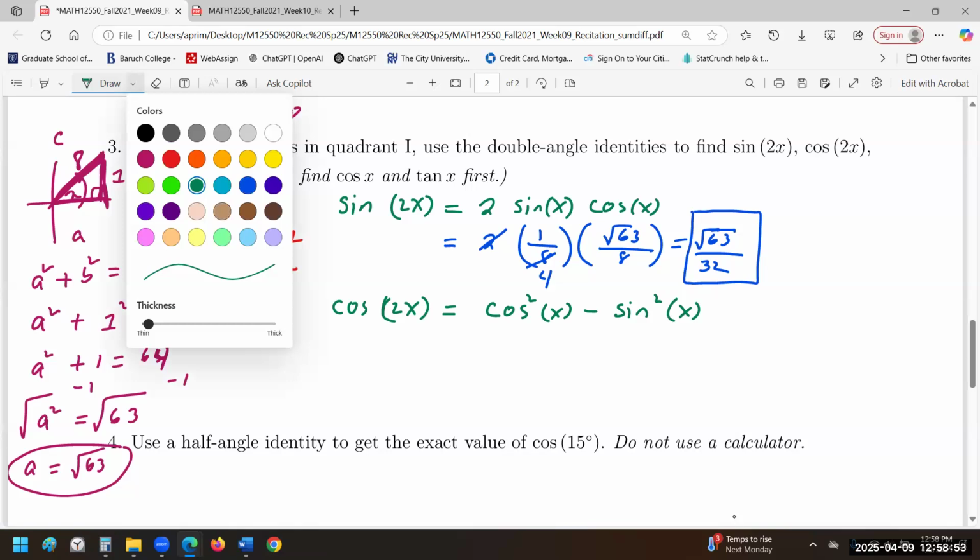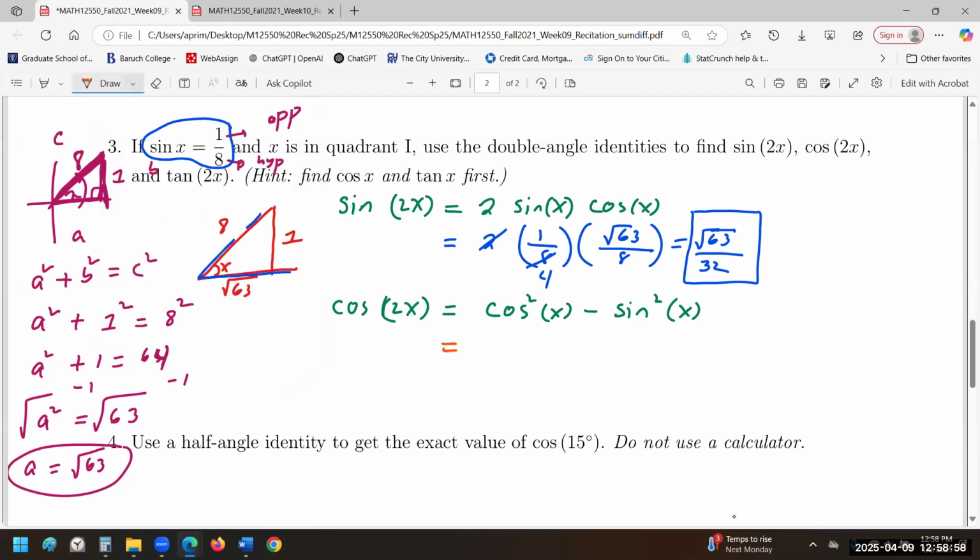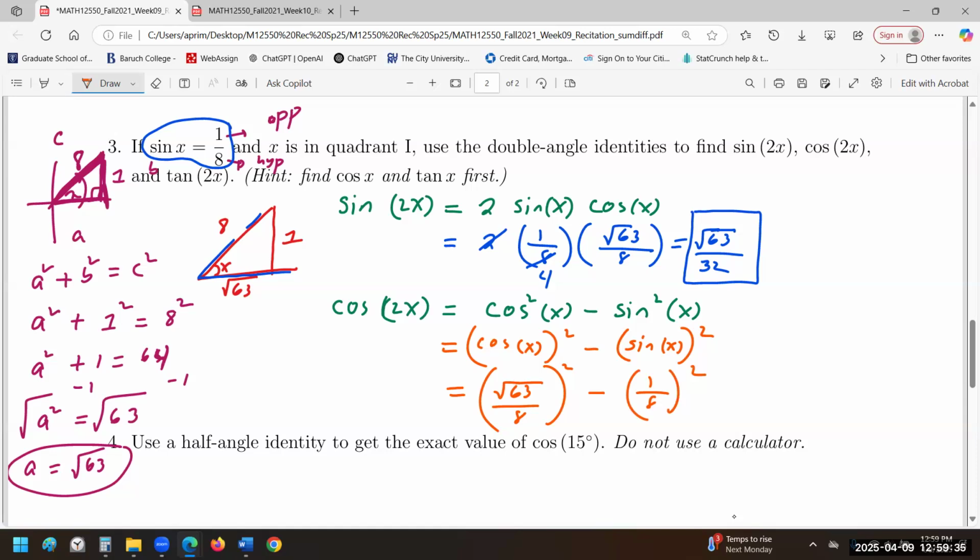So we go, which color? Now cosine square x means cosine x whole thing square, minus sine x whole thing square. And we already know cosine x. How much is cosine x? Square root of 63 over 8, so we're going to square that. And what is sine of x? 1 over 8. So we square that quantity. The square root and square cancel out for the numerator, so we get only 63, and the denominator square gives us 64. 1 square is 1, 8 square is 64.